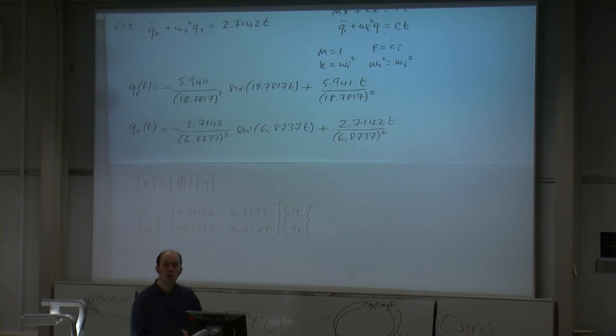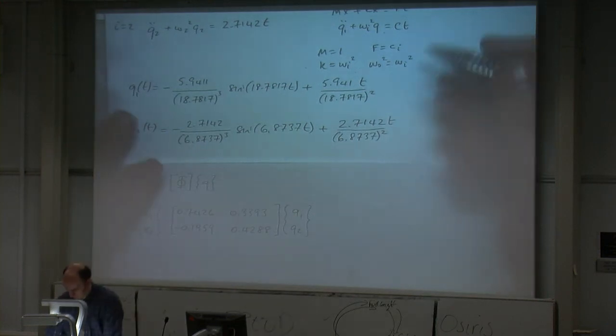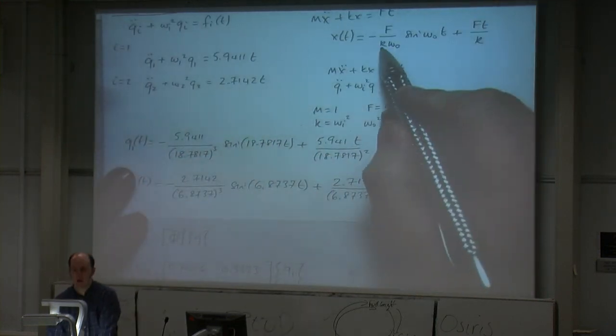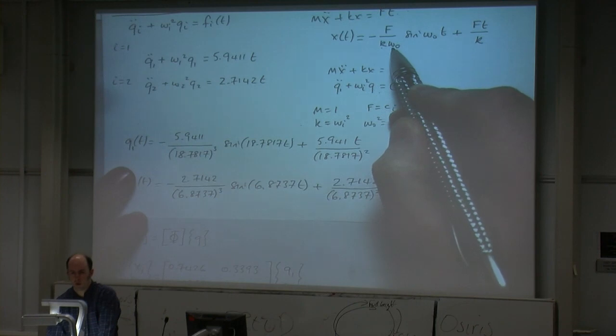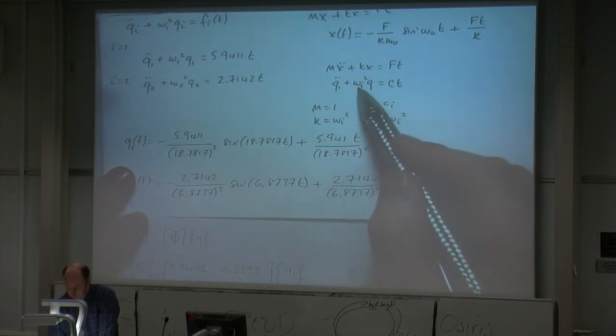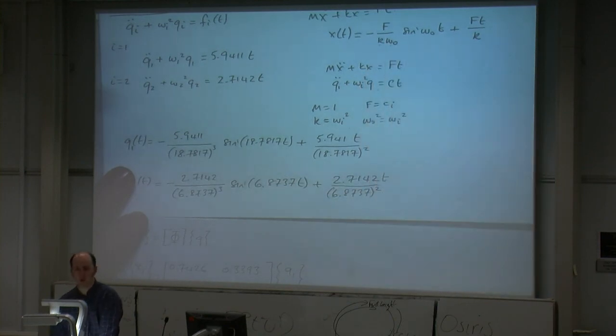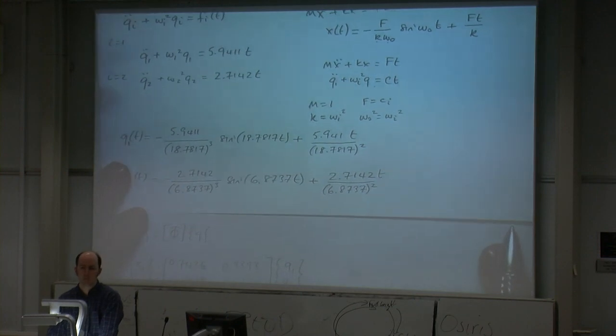Why is it cubed? Because on the bottom of the solution we have a k and we have an omega 1. When we match up the equation, we can see that k equals omega 1 squared. And so you have omega 1 squared times omega 1, which gives you omega 1 cubed.